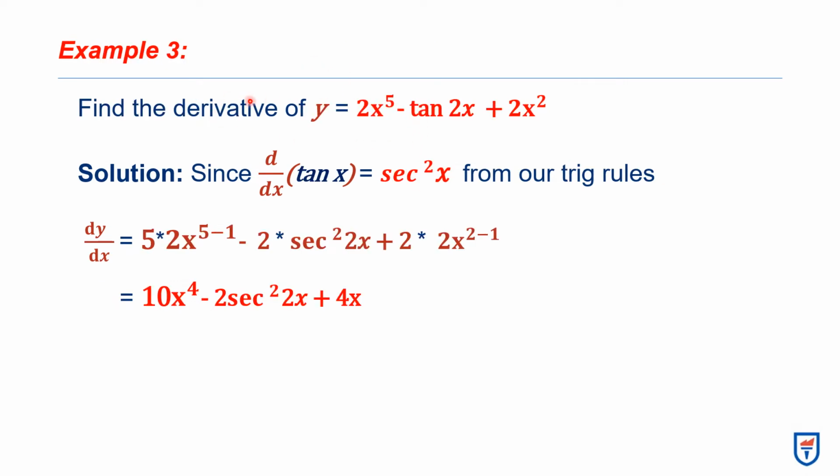Our third example also says, find the derivative of y equals 2x to the power 5 minus tan 2x plus 2x squared.